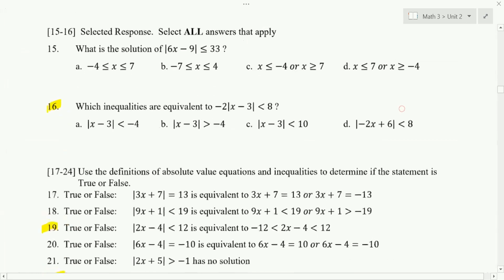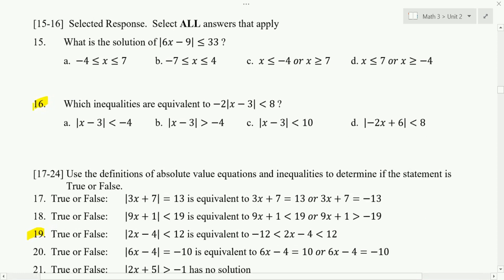Next, I want to take a look at 16. 16 says which inequalities are equivalent to what's stated here. First thing I'm going to do is divide both sides by negative 2, and I get absolute value of x minus 3 is greater than negative 4. I know those are equivalent expressions, and I also notice that that is what B says, so I know B for sure is what I want.